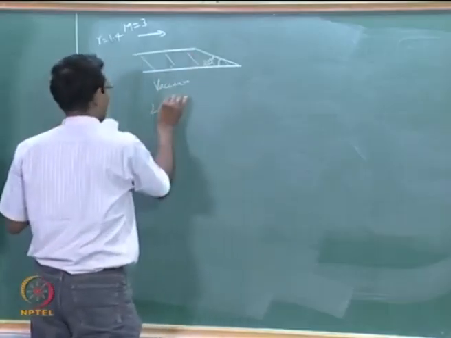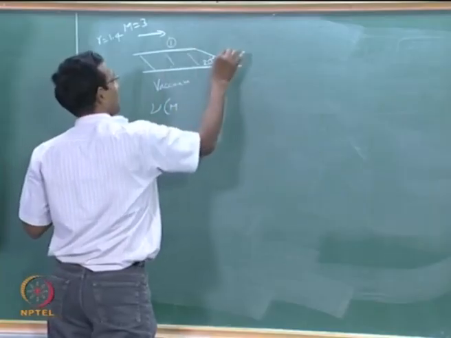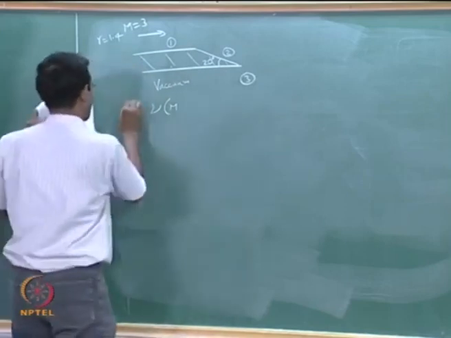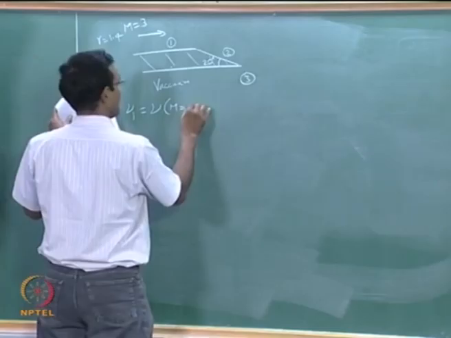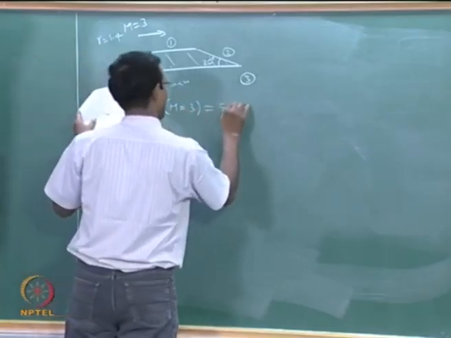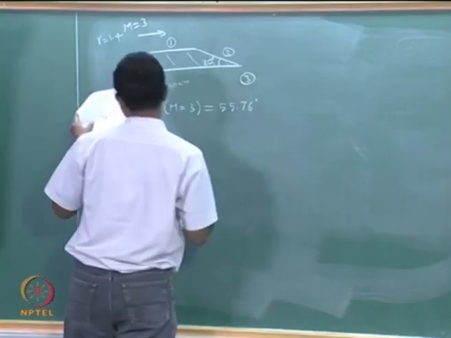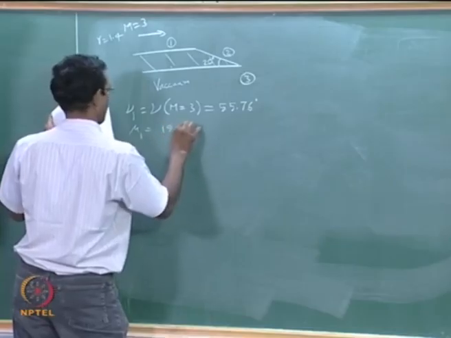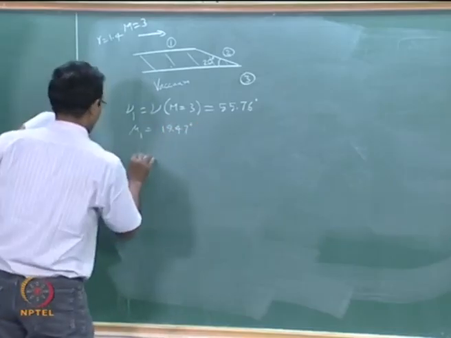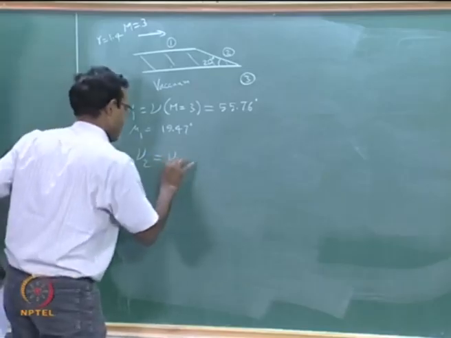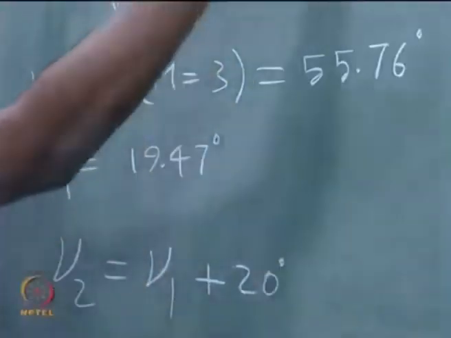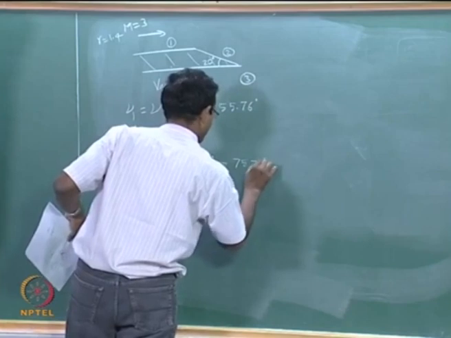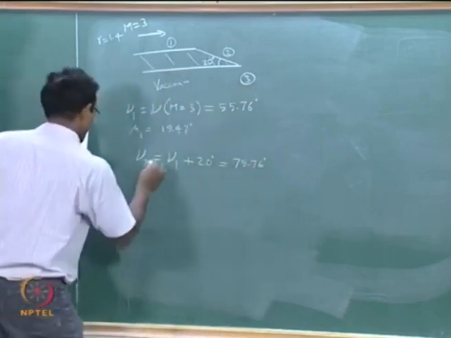I will just go faster this time, nu of M equal to 3. I will mark this region 1, this region is 2, and somewhere outside is 3. I will mark this something like this. So, I will just go, nu 1 is nu at M equal to 3, happens to be 55.76 degrees, and mu 1 happens to be 19.47 degrees. Okay. Now, nu 2 must be nu 1 plus 20 degrees, because it is expanding, it is plus 20 degrees, which is 75.76 degrees.